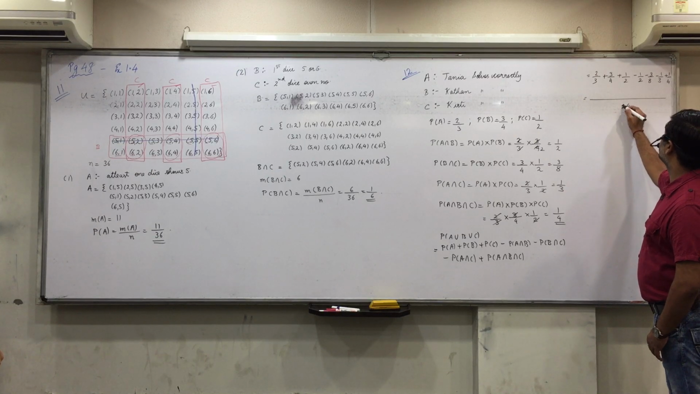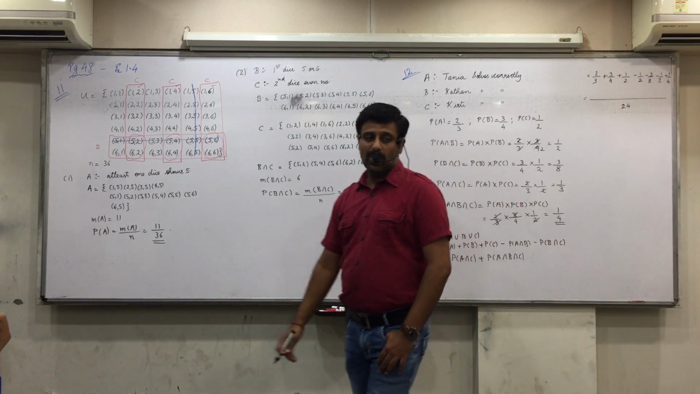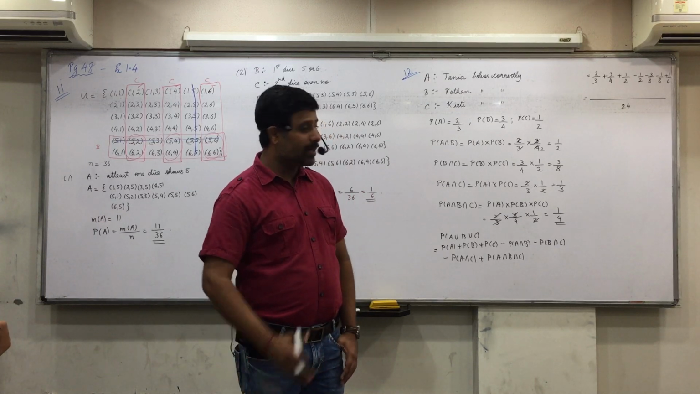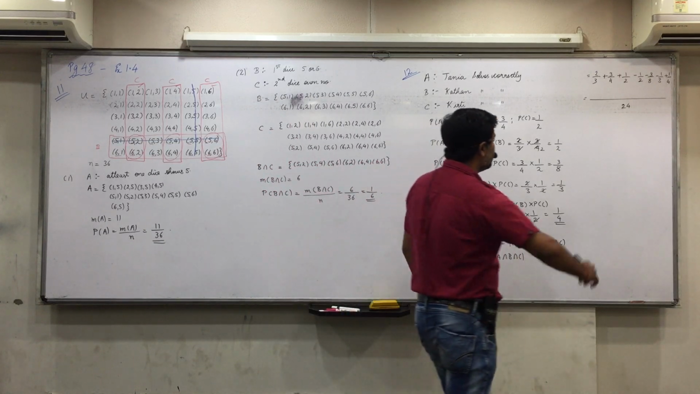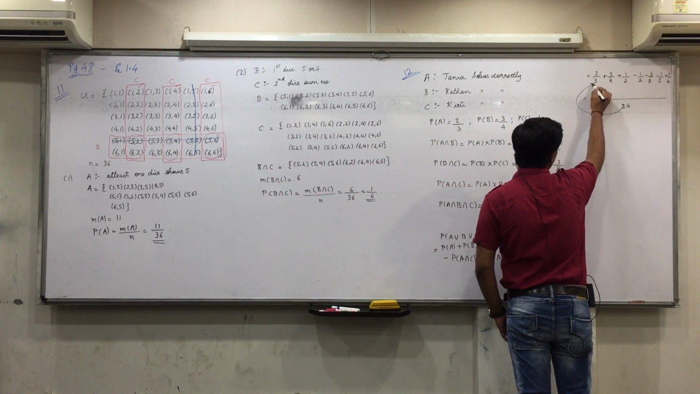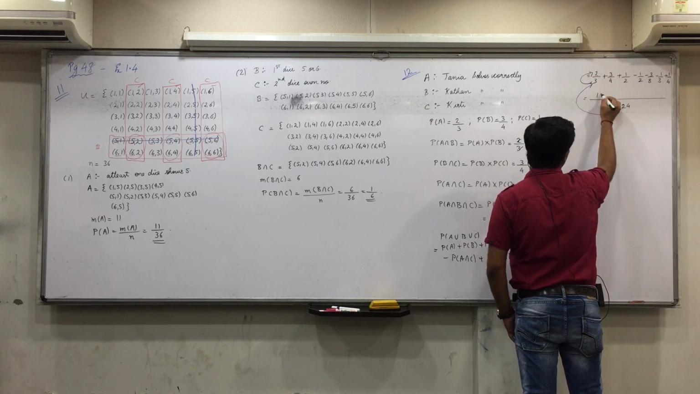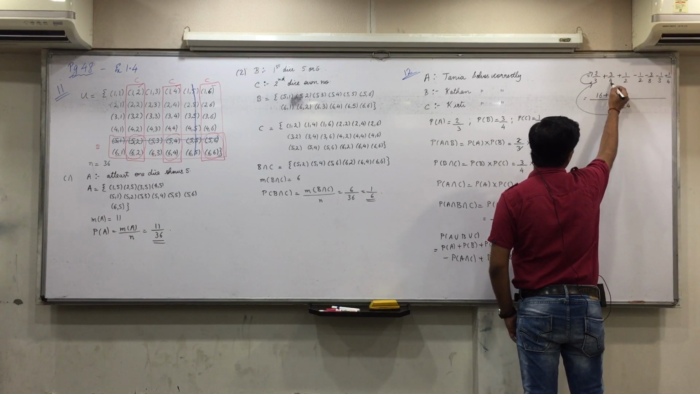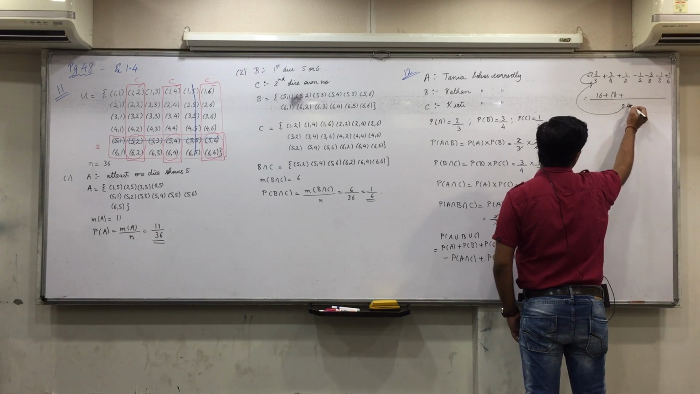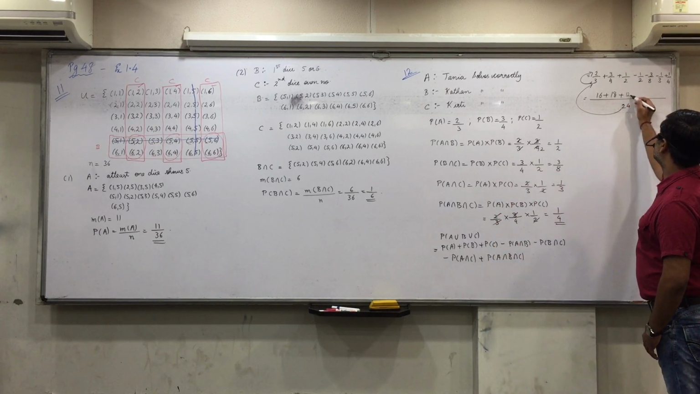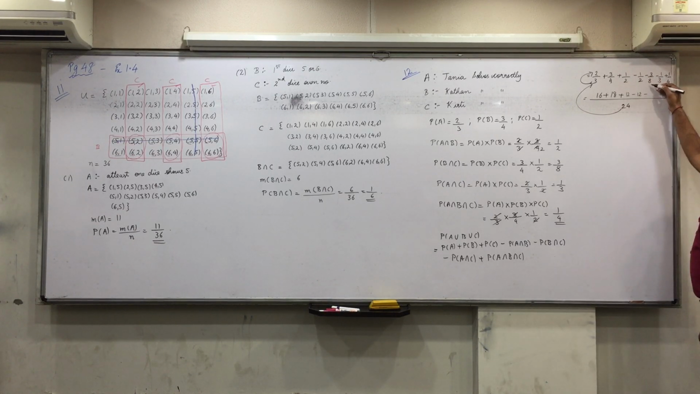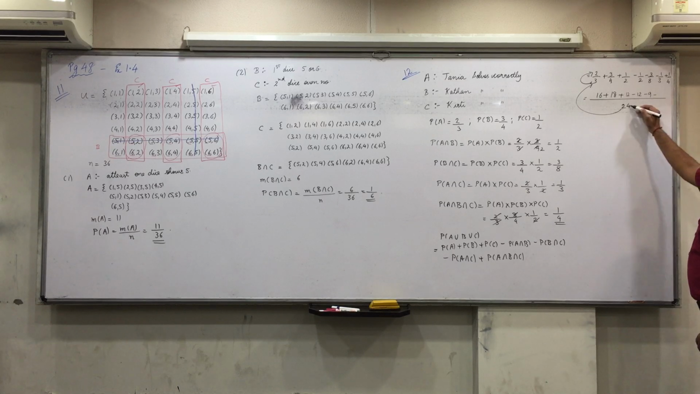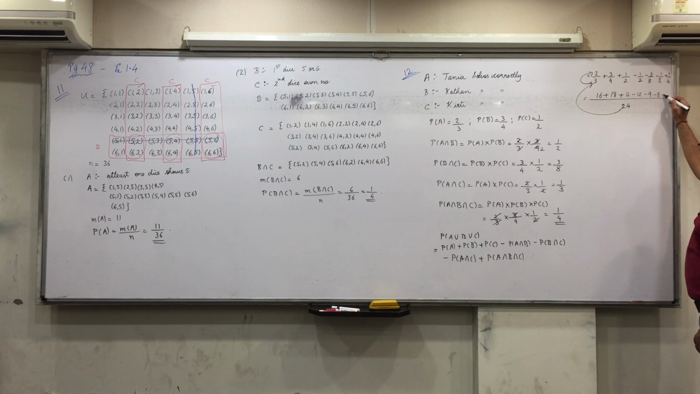LCM is 24. 3 into 4, 12 into 2, 24. That's it. Other numbers ignore, because all have 24 as a multiple. Okay, so what is 24 divided by 3? 8 into 2. 24 divided by 4, 6 into 3. 24 divided by 2, 12 into 1. 24 divided by 2, 12 into 1, 12. 24 divided by 8, 3 into 3, 9. 24 divided by 3, 8 into 1, 8. 24 divided by 4, 6 into 1, 6.